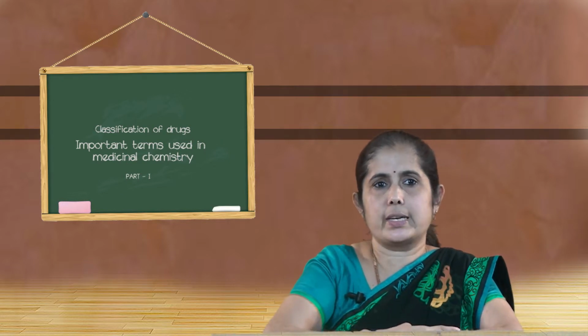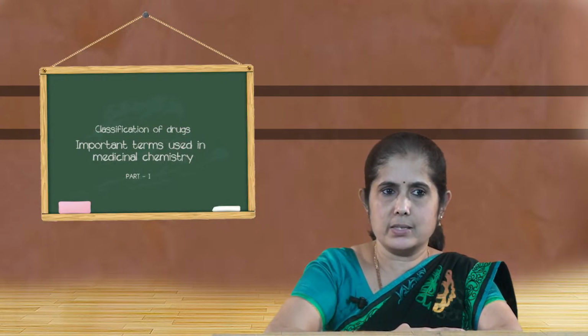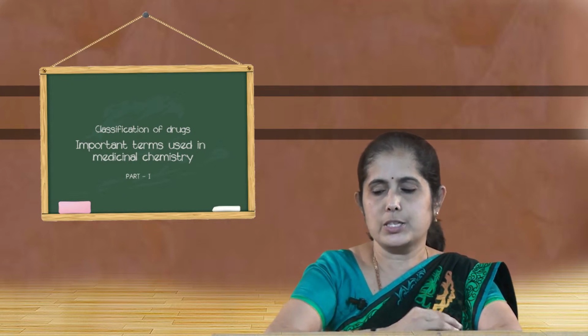Next class is drugs acting on the cardiovascular, hemopoietic and renal system. Glycosides, antihypertensive and hypotensive drugs, antiarrhythmic agents and vasopressor drugs. People suffering from cardiac problems, maybe high BP or low BP, are given these drugs. Next is drugs acting on the blood. We call them hemopoietic agents; anti-anemics, coagulants, anticoagulants and plasma expanders come under this class. Next in this class is diuretics, drugs acting on the renal system.